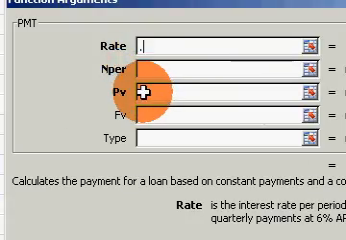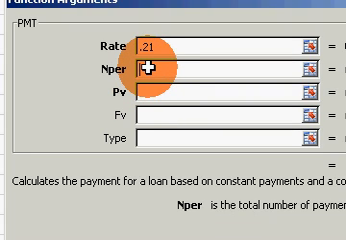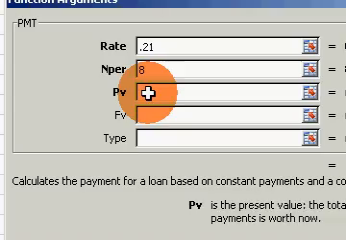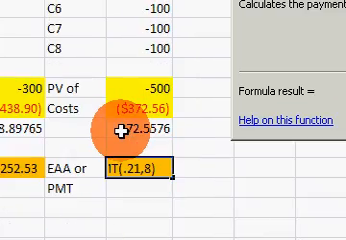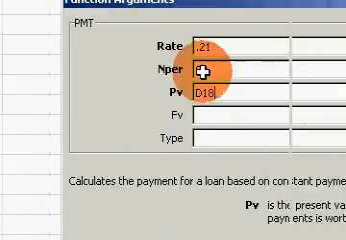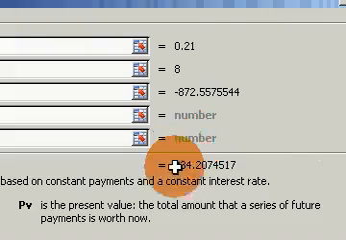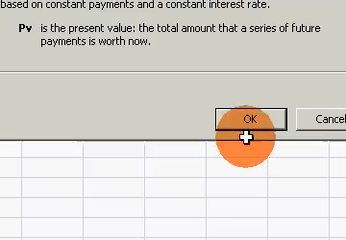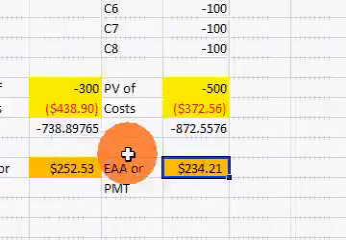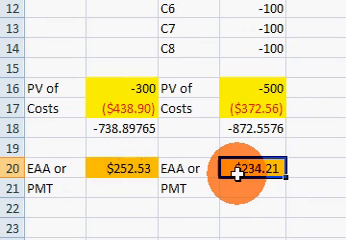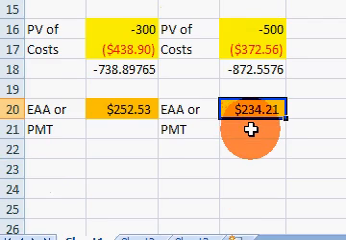Again, my interest rate is 21%. The number of periods in this case was 8 years. And I'll click in that present value of the $872.55. And I find out that I get $234.20. So when making the comparison, if I've done all my math correctly, it looks like everything's good. So we got $252.53 from the text and $234.21, so we match up okay.